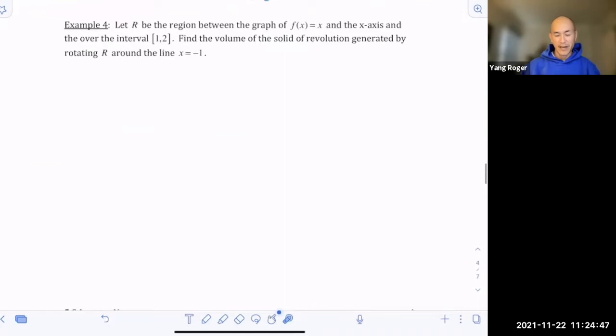This one is one that I want to talk about with you. Not as straightforward as the previous two examples, three examples we've looked at. Let R be the region bounded by the graph f of x equal to x, the x-axis over the interval from 1 to 2.